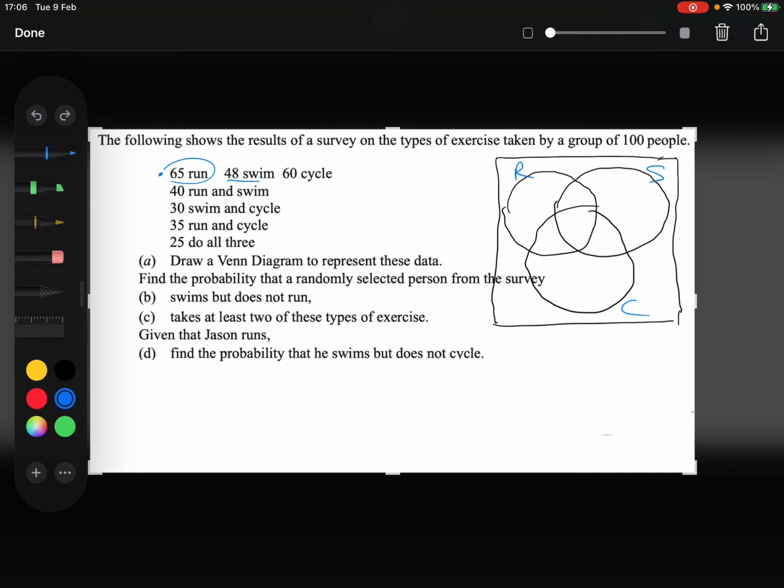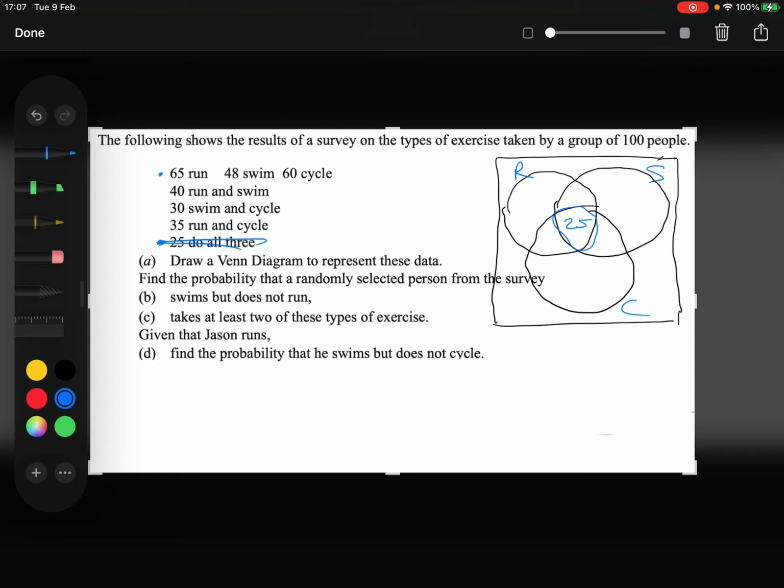So what we do with a Venn diagram, whenever we fill it in, we always start with the inside region if we can. We always start with that innermost. And in this case, that's nice and easy because we know that 25 people do all three. So straight away, I'm going to fill that 25 in. So just to repeat that, whenever you're filling a Venn diagram in yourself, always start with the inside region. Right, so we've dealt with that.